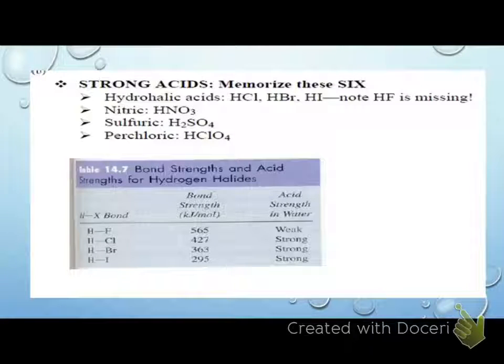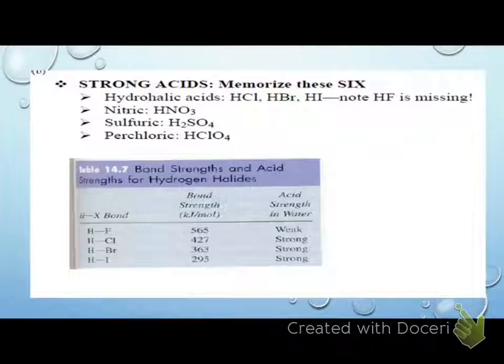Okay, strong acids, you just basically have to memorize the big six: HCl, HBr, HI, nitric, sulfuric, and perchloric acid. Okay? Memorize them. No way around that. Memorize them. And the reason that HF is missing is because in your HF, you've got a very strong bond between the H and the F, and so it doesn't break apart. So the strong bond makes it a weak acid because it does not want to break apart.